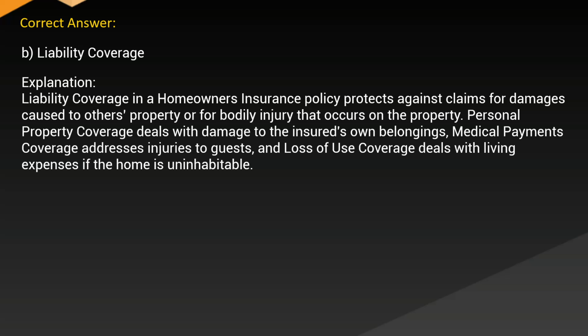Correct answer: B. Liability coverage. Explanation: liability coverage in a homeowner's insurance policy protects against claims for damages caused to others' property or for bodily injury that occurs on the property. Personal property coverage deals with damage to the insured's own belongings. Medical payments coverage addresses injuries to guests, and loss of use coverage deals with living expenses if the home is uninhabitable.